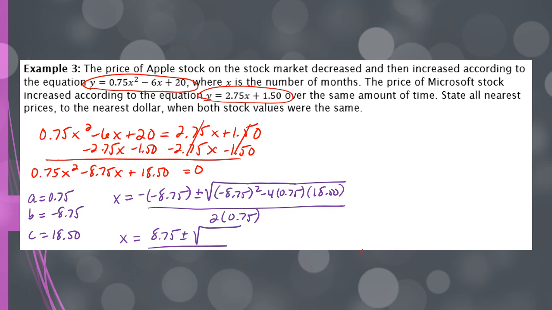All right, so under the radical, we would have 21.0625, and then in the denominator we would have 1.5. So now it just looks a little bit cleaner for when we put it into the calculator. So at this point, I'm going to split this up into two different equations. The first one is going to be 8.75 plus the square root of 21.0625 over 1.5, and the other one will be the same exact thing but minus the radical.